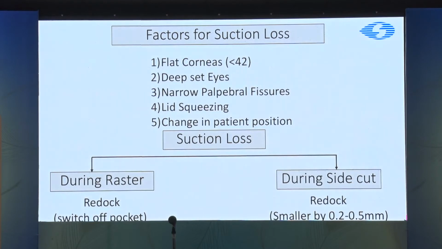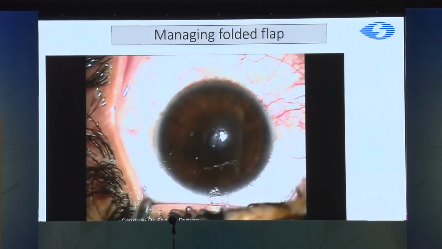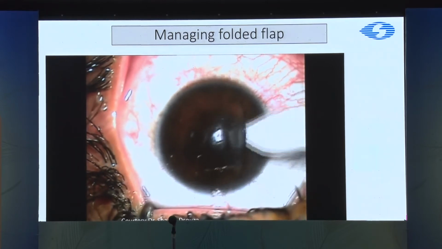So factors for suction loss: flat corneas, deep set eyes, narrow palpebral fissures, lid squeezing or a change in the patient position. As I said, suction loss during the raster, just redock and switch off the pocket. Whereas during the side cut, you have to redock and make a smaller flap so that you don't end up with two planes. Coming to the next complication, which was a folded flap, as we can see here.